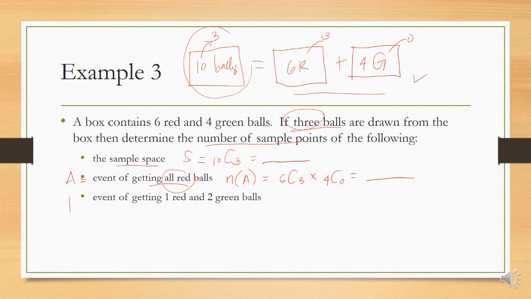And the last one, for event B of getting 1 red and 2 green balls, it's the same technique. 1 red, here we will be using 2 green balls. So for event B, we will have 6 combination 1 and 4 combination of 2. Always put the bigger number here, because when you enter it in your calculator, there will be an error in the computation, a math error.